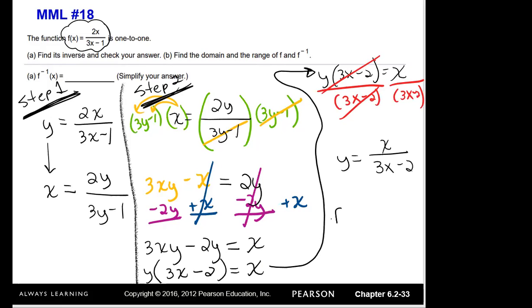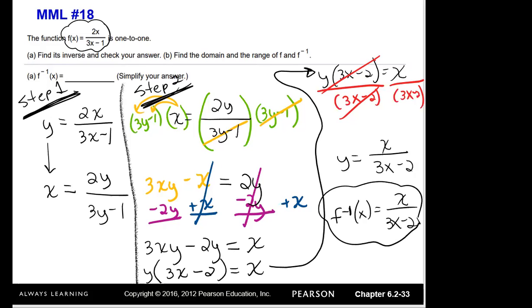And then, of course, just to make it look all fancy, they change out the y for an f negative 1 of x, because this really is the inverse. So you got to label it correctly. And there's my answer, which I'd put in the box where that blank is.